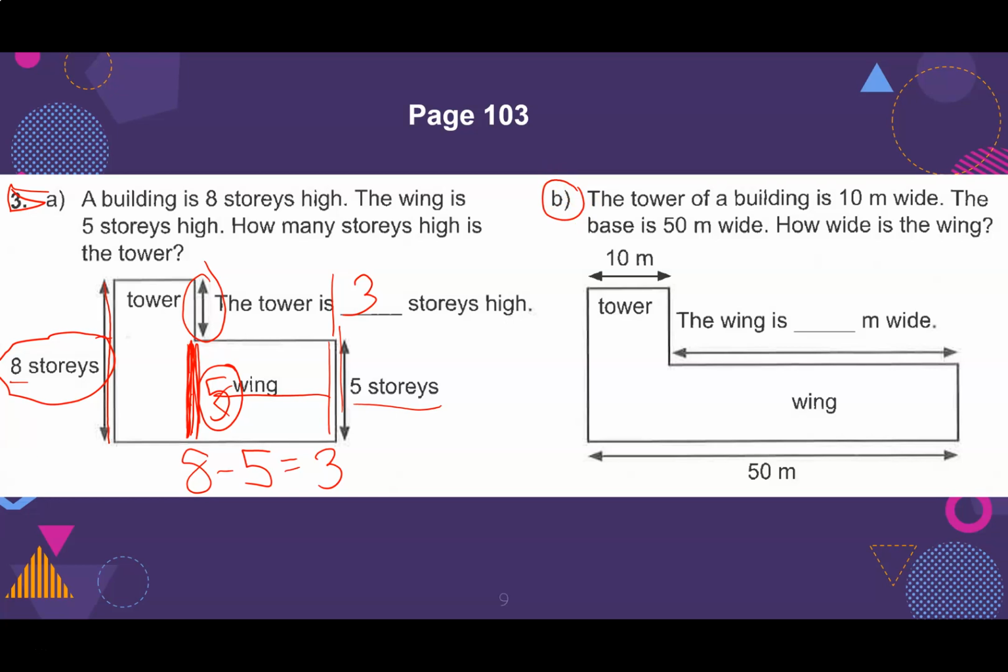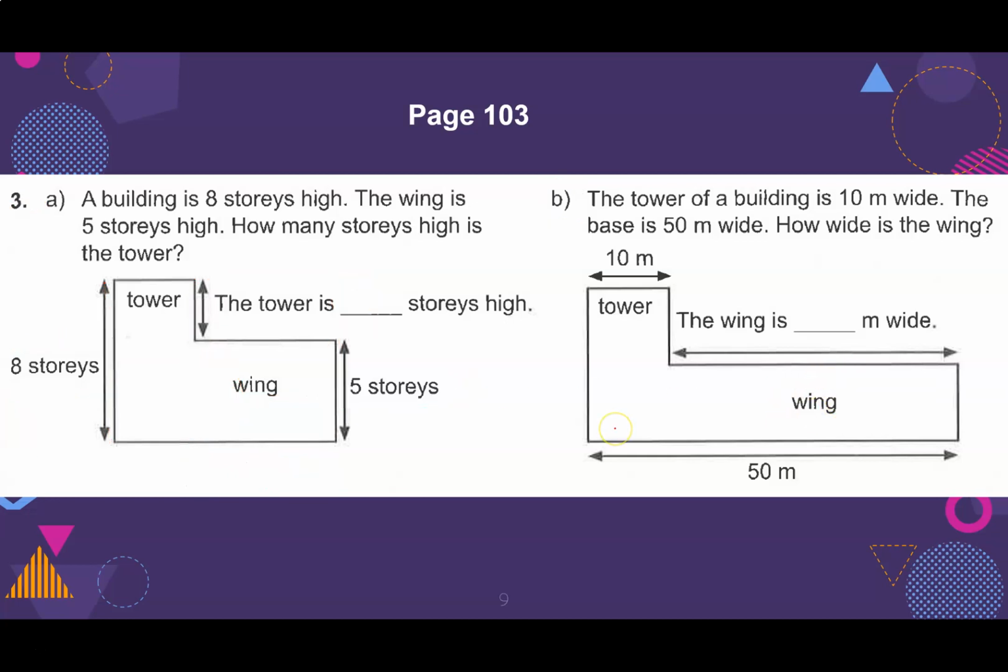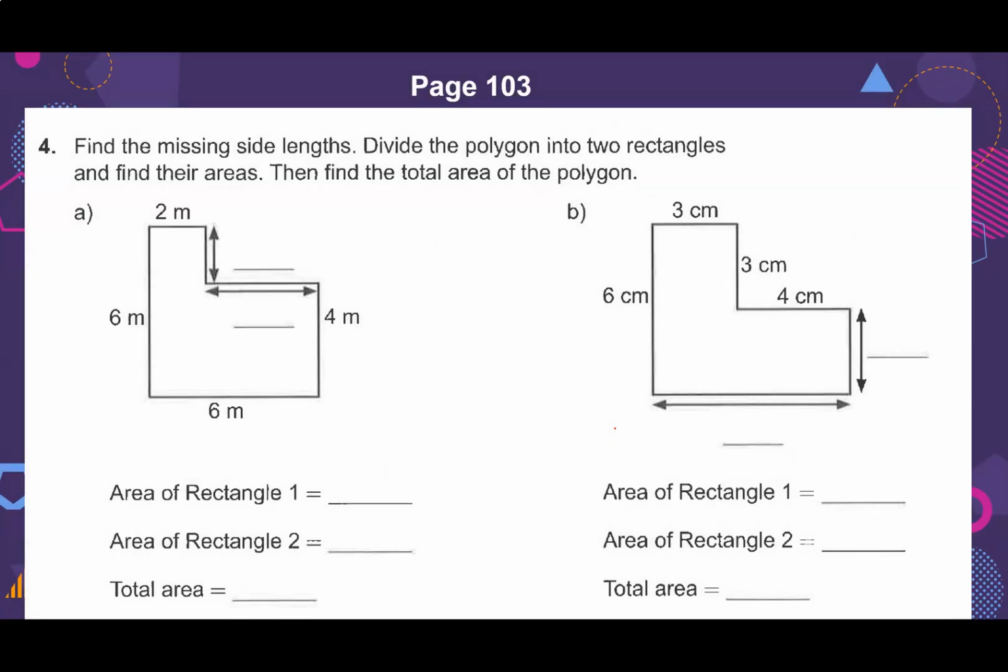The tower of a building is 10 meters wide. The base is 50 meters wide. How wide is the wing? Question 4. Find the missing side lengths. Divide the polygon into 2 rectangles and find their areas. Then find the total area of the polygon. All right, let's try part A together.